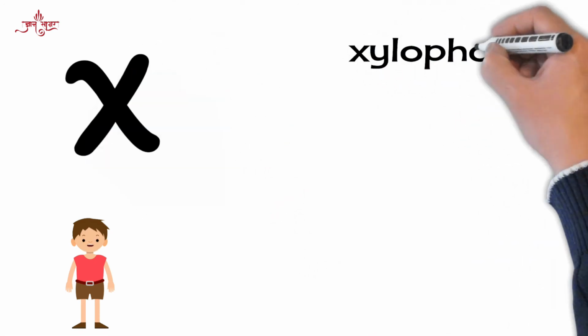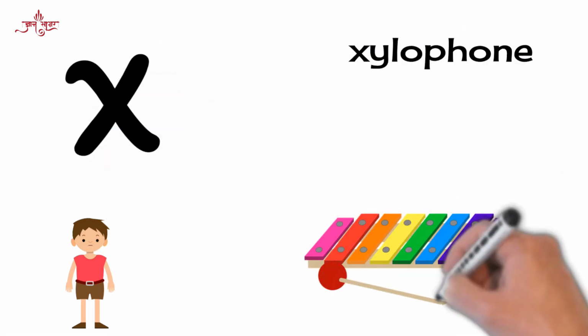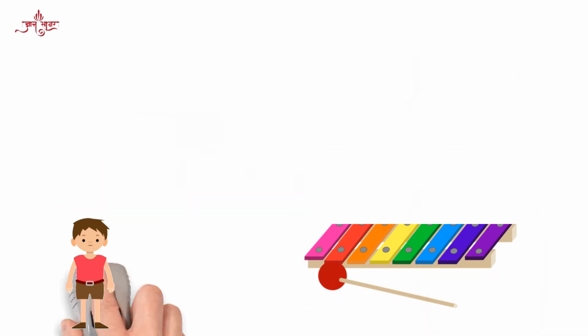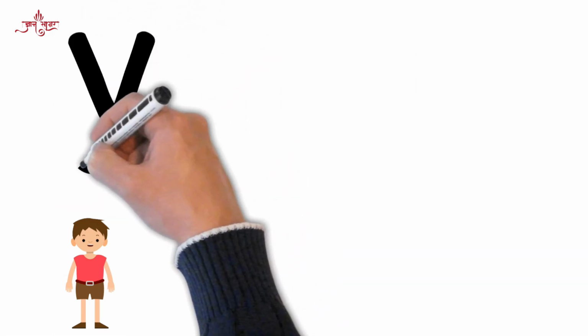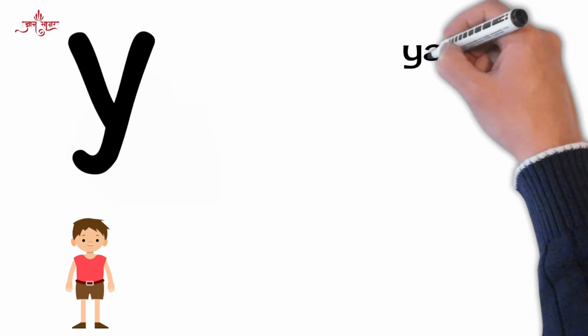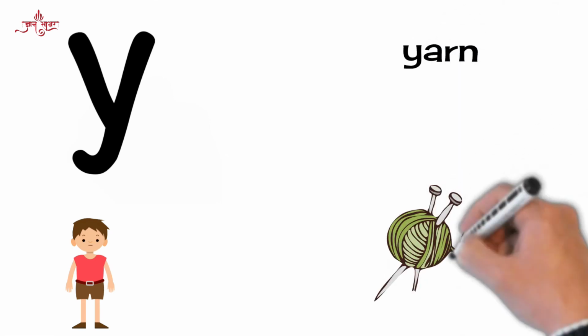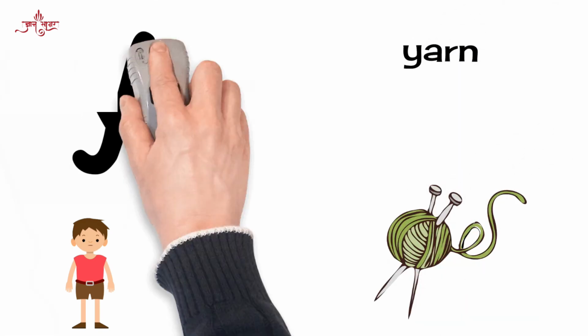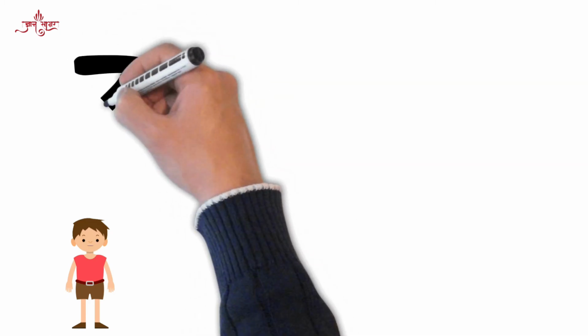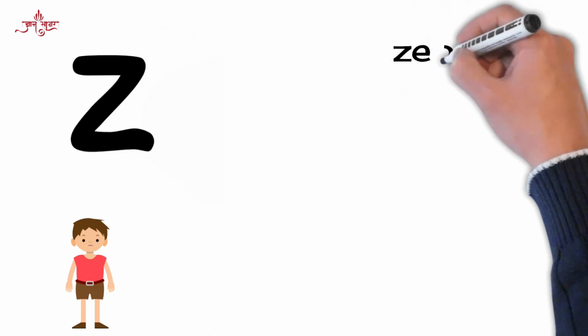X for xylophone. Y for yarn. Z for zebra.